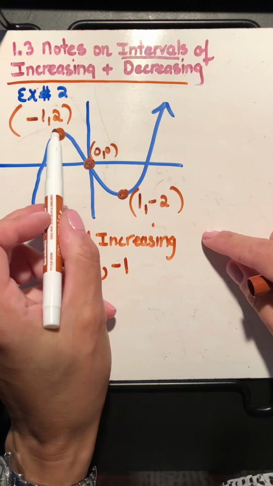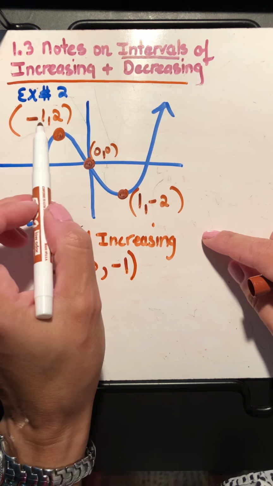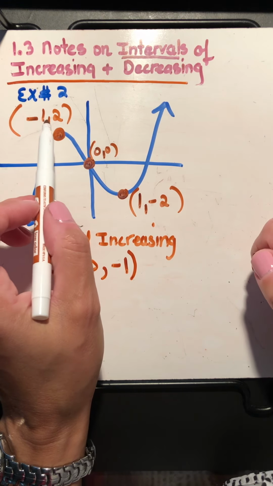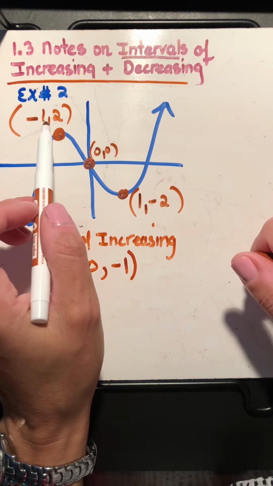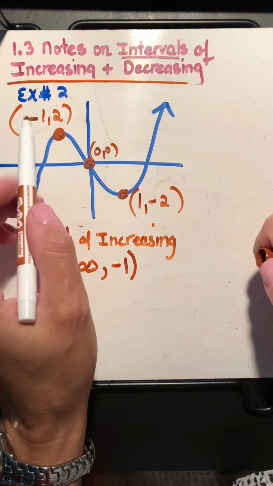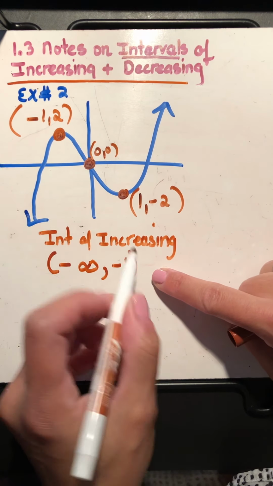Now, importantly, I actually want to put a round bracket around negative 1, specifically because I don't want to include negative 1. Technically, at negative 1, I'm not really increasing anymore. I'm sort of standing still. If this were a roller coaster, my rate of change would be 0. So just make a note that technically you need to put a round bracket there.